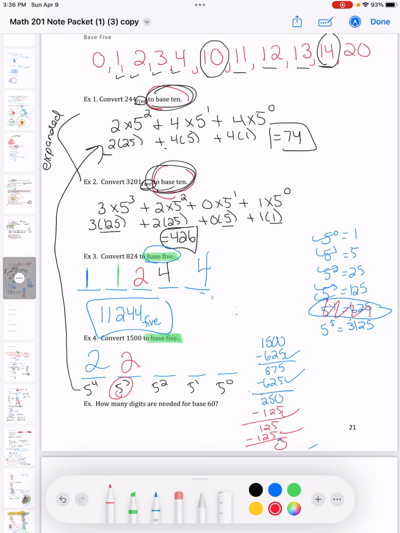Well, I can't just leave 2, 2. The answer is not 2, 2 because I have these place values right here. So I have to fill those in with zeros because I did not subtract anything. I had no remainders left over. But those place values are important. There's a difference between 22,000 and 22. So you do have to include those zeros. So my answer is 22000 base 5.